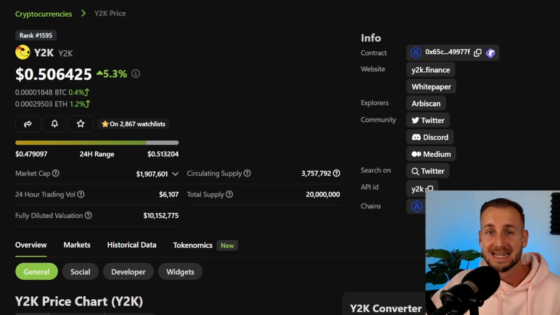So as a DeFi native insurance policy of sorts, I think this has a huge total addressable market. As you can see, market cap just around $2 million, FDV around 10. Not financial advice, but we're pretty bullish here on Y2K Finance.